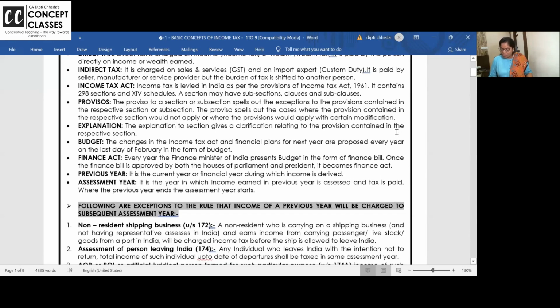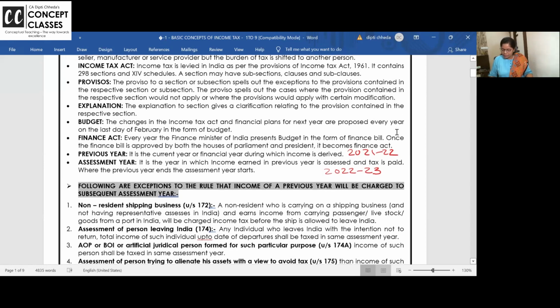Now tell me one thing. What is the previous year or the financial year 21-22? Whatever you are earning in this year, 1st April 21 to 31st March 22, whatever you are earning in this year, you pay the tax in the next year. Next year is called the assessment year, 22-23. What is the financial year? 21-22. What is the assessment year? 22-23. Okay. All clear to all of you?